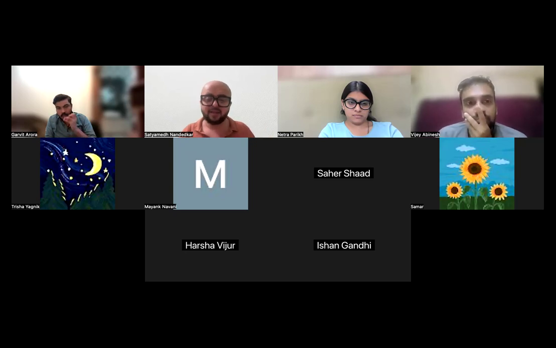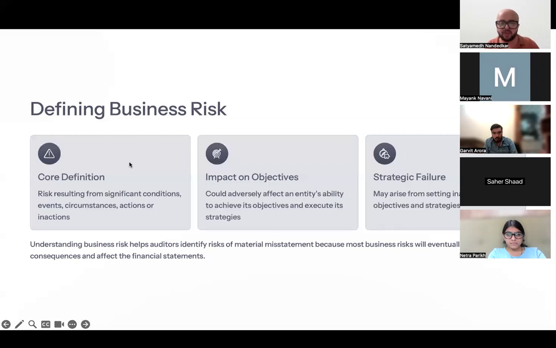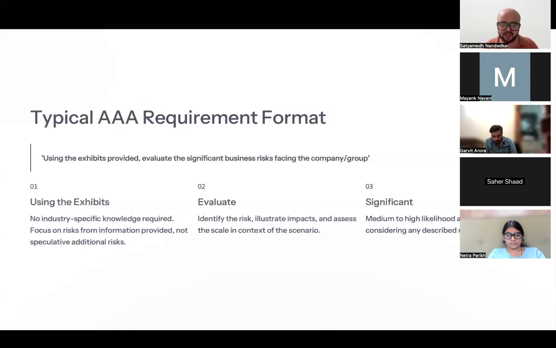Then the quantum, then the justification of why this is a risk. Suppose you are talking about business risk, talk about risk resulting from significant conditions, events, circumstances, actions, inactions. If hedging was not done, then suddenly your treasury department is exposed to risk. Then how does that impact the objectives of the business? Is it preventing you from achieving your objectives, and can it lead to strategic failure? Again, you don't need industry specific knowledge, but you have to refer to facts of the case.